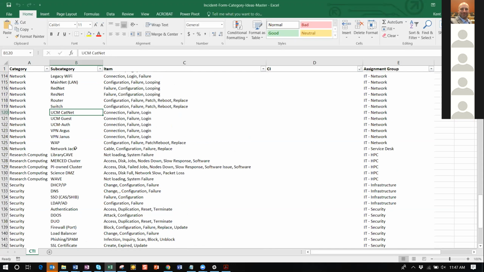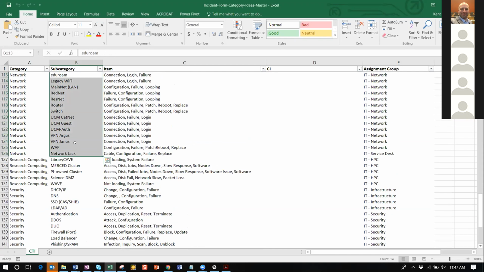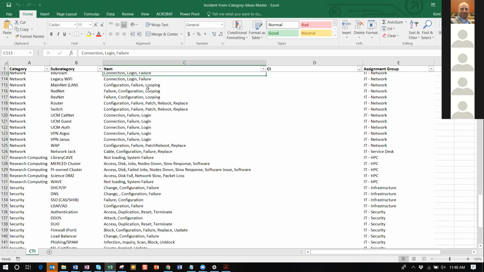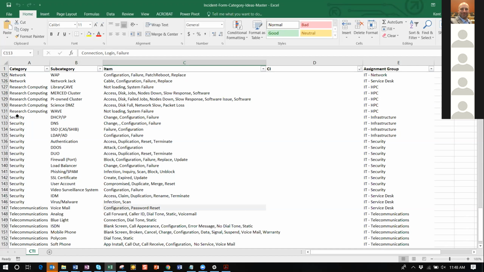It's up on top. So we define the different services that we provide, and then in working with the network team, I really let them define what the issues are under each one of those categories. So you can see they've defined connection issue, login issue, failure of some sort. We look down at security. We've got research computing, and we've got some security. You can see security, it could be a DNS issue.